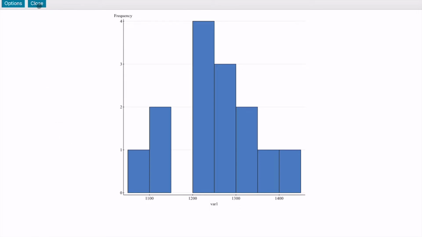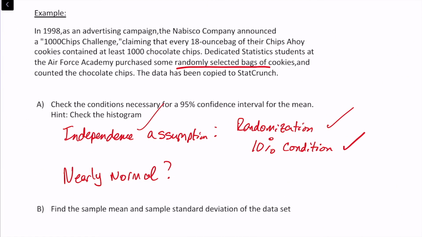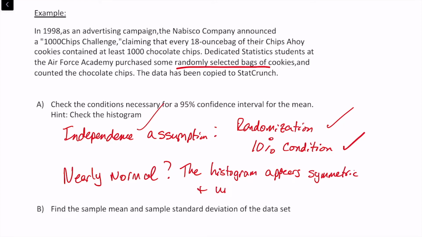So let me go back here. What we can say here is that the histogram appears symmetric and unimodal. Therefore, folks, we can say we have satisfied the normal condition, so all the conditions are met. If you're less than 30, folks, just check the histogram. Make sure there are no crazy outliers or really extreme skewness.